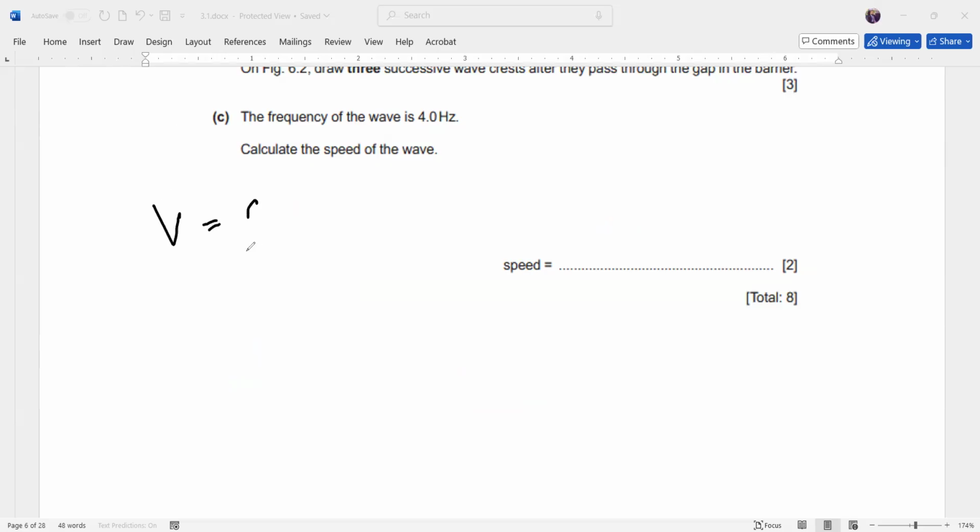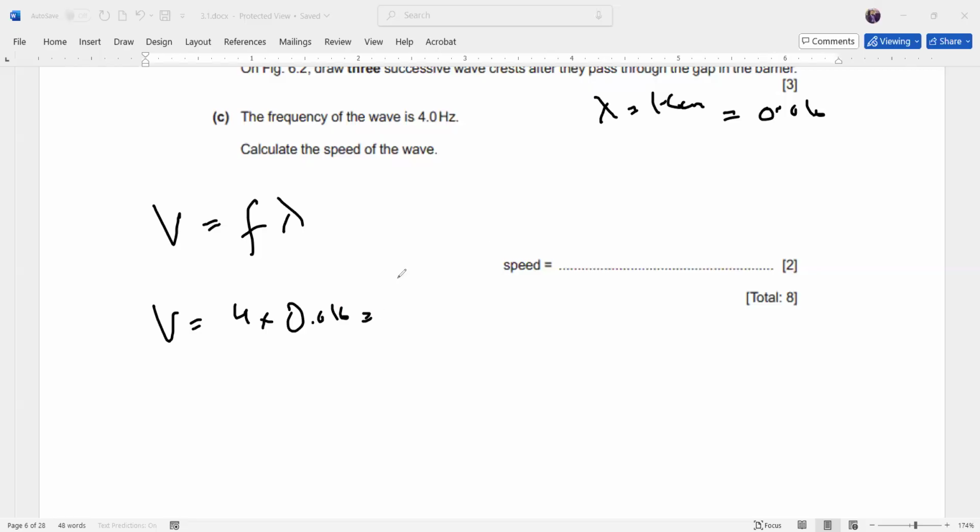So you have the formula v equals f lambda. v is the speed, f is the frequency, and lambda was given as 1.6 centimeter. So we convert into meter, 0.016. When we multiply this by 4, what's the answer? 0.064, and the unit will be meters per second.